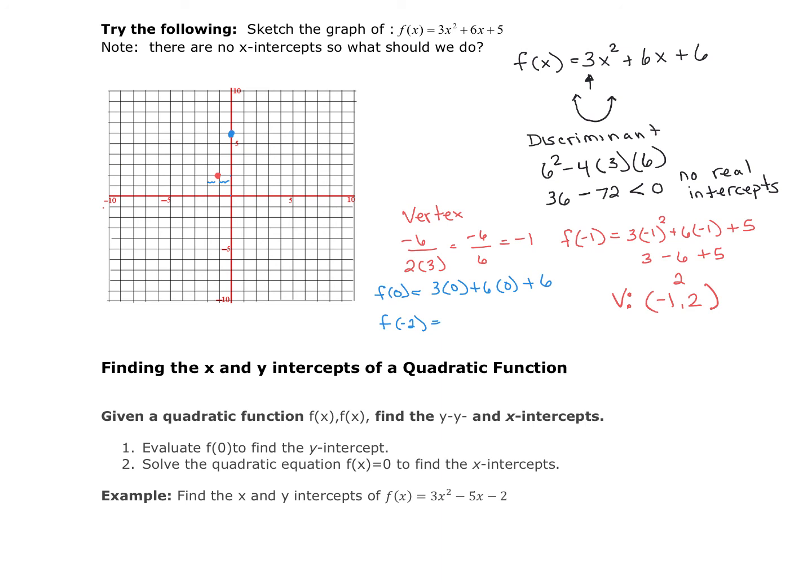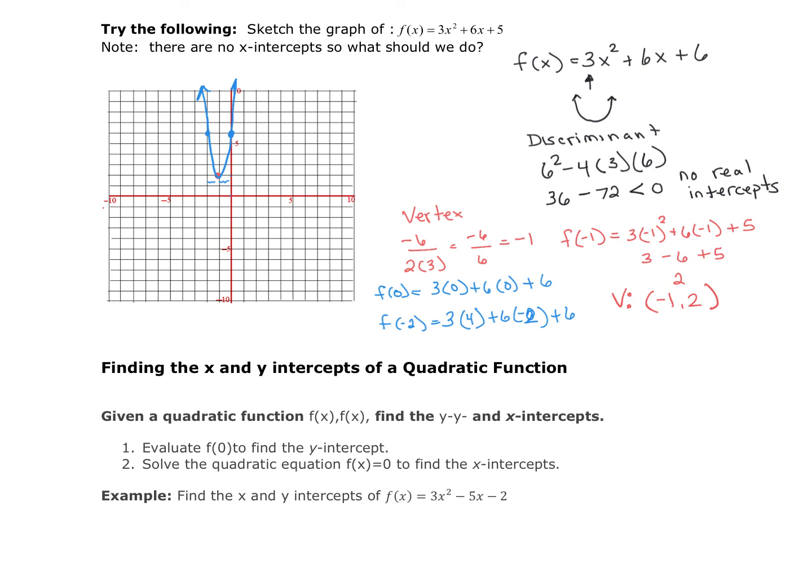Let's see. 3 times -2 squared would give you 4. 6 times -2, and then plus 6. So 12 minus 12 is 0 plus 6. And so we can see that this is a very skinny parabola.